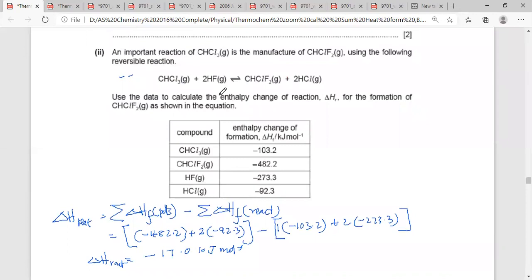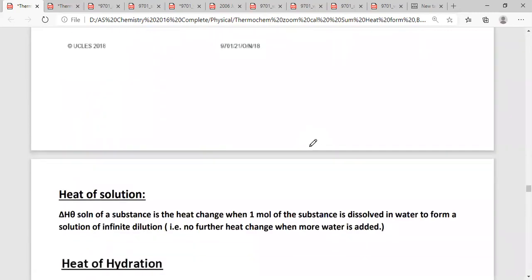Now this is like a trick question. It's all gas here, gas here, gas here. Oh, you think you will use bond energy? No, formation. So sometimes you have to read the question carefully. Formation here, so you use the formula, easier.